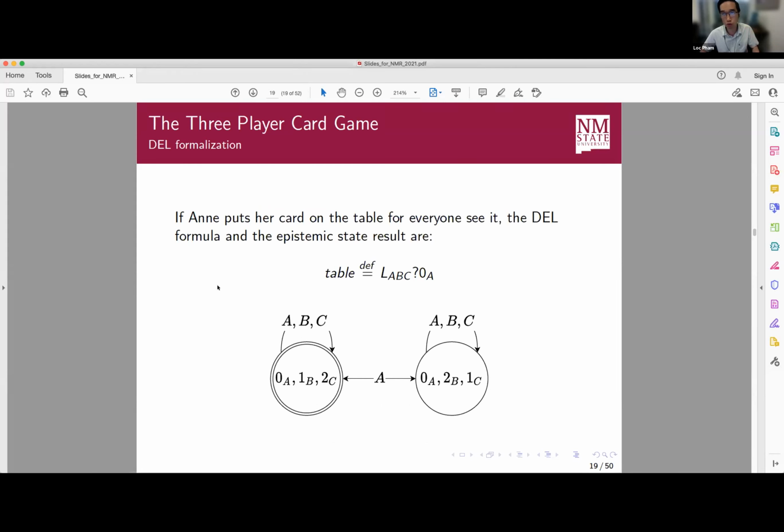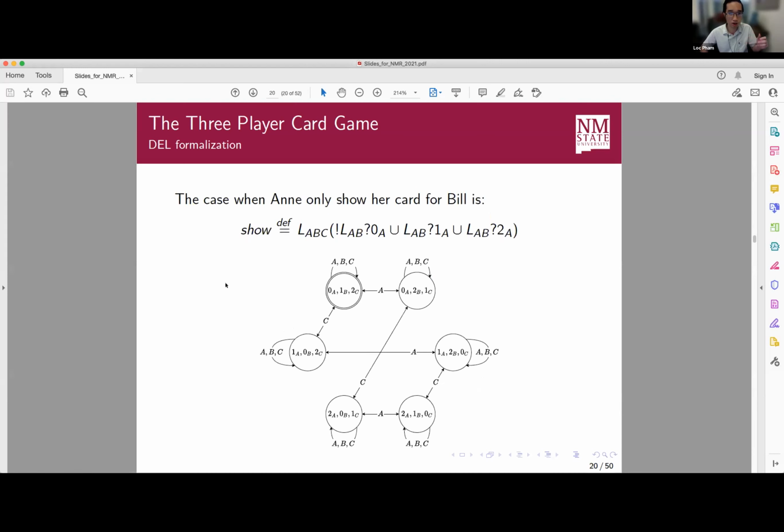If Anne chooses to put down her card on the table, then the action can be encoded in a formula. When Anne puts down her card on the table for everyone to see, every agent in the room knows that Anne's card is 0. With this information, both Bill and Kat can know the true deal, leaving Anne as the only person in the room who doesn't know the true value of the world right now. But if Anne chooses to show her card to Bill only, then Bill will be the only person in the room who knows the true deal. But Anne and Kat still consider 2 worlds possible right now.